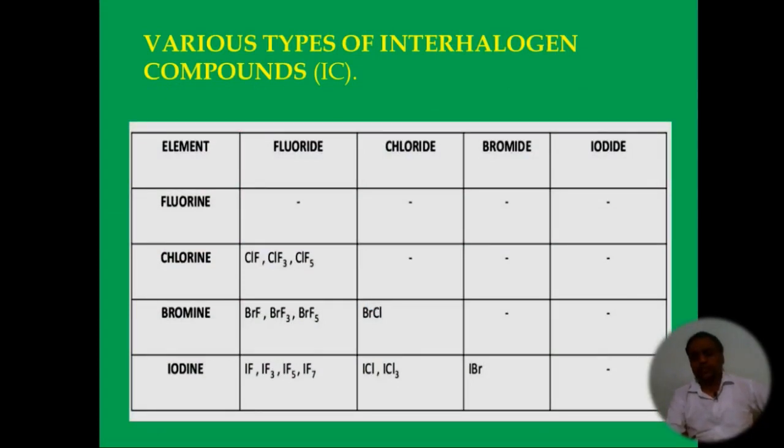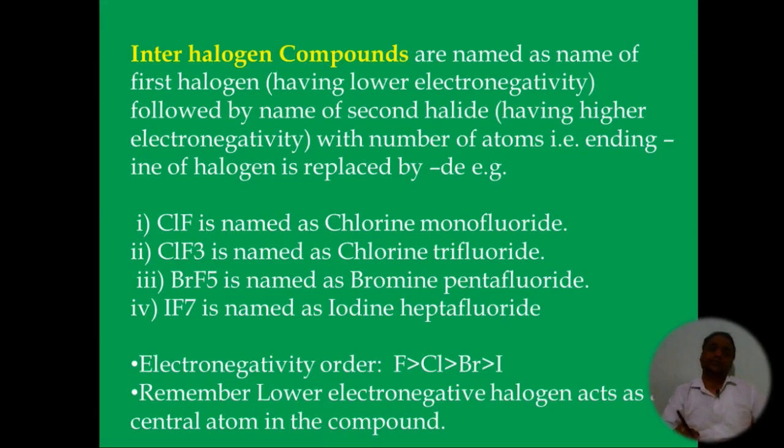The table shows interhalogen compounds of different halogens. Fluorine with chlorine shows ClF, chlorine monofluoride, chlorine trifluoride, chlorine pentafluoride. With bromine, it shows bromine monofluoride, bromine trifluoride, bromine pentafluoride, etc. So these are some interhalogen compounds. We will move forward because we have to see other things as well.